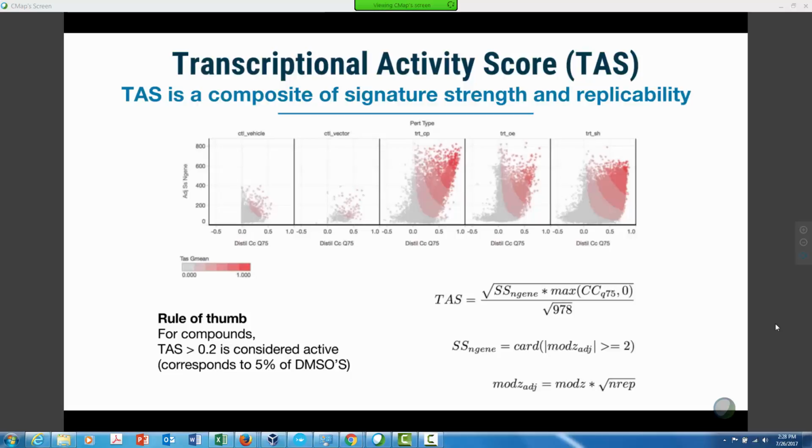And again, for the future, we generally use the rule of thumb that a TAS above 0.2 is what we would consider to be bioactive. It pretty much corresponds to the TAS values for DMSOs, so anything above that is our usual filter for bioactivity. Any questions?